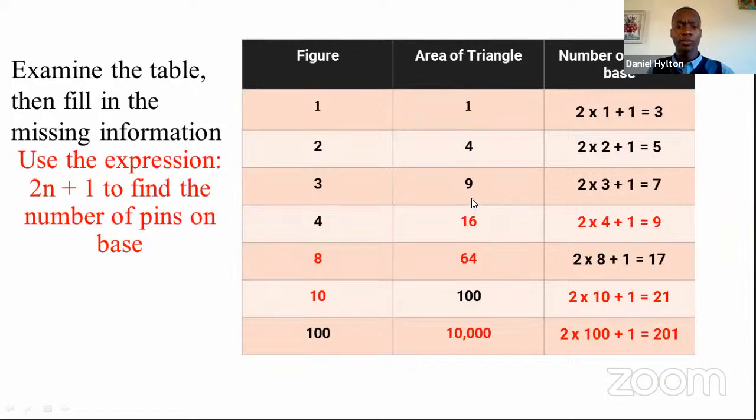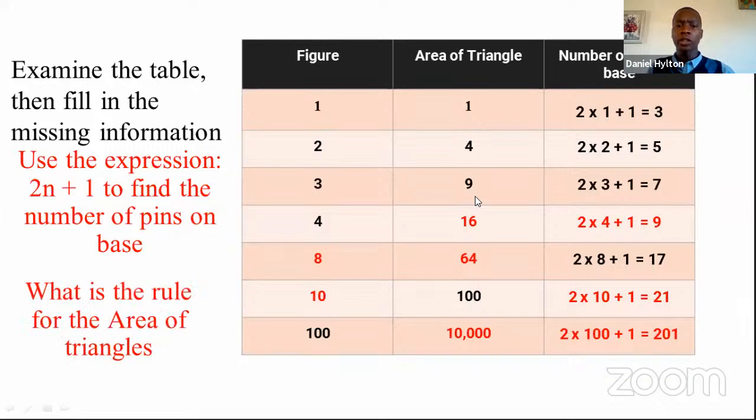All right, great. So what would be our expression to calculate the area of the triangle in the nth position? We're seeing it coming up in the chat, n squared. Okay, great. So it is indeed n squared. So if we're asked to find the area of the triangle in the nth position, it would just be n squared.